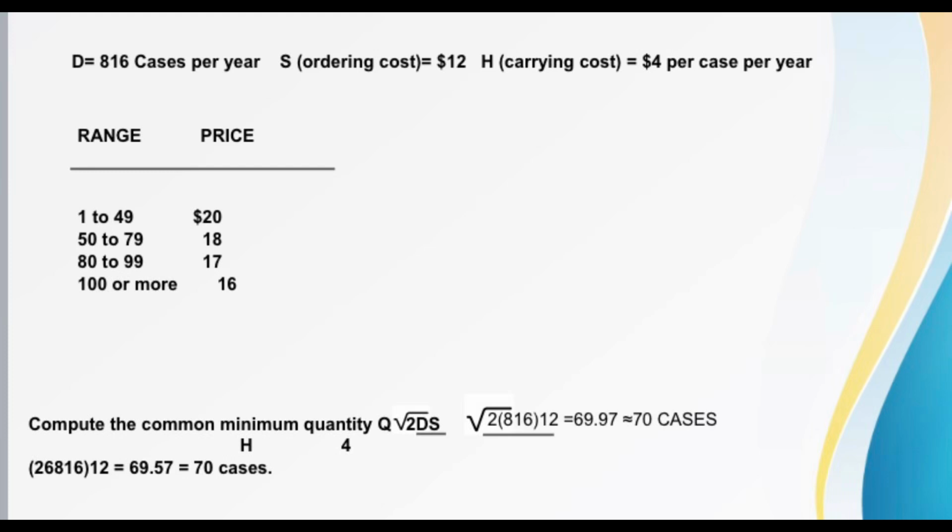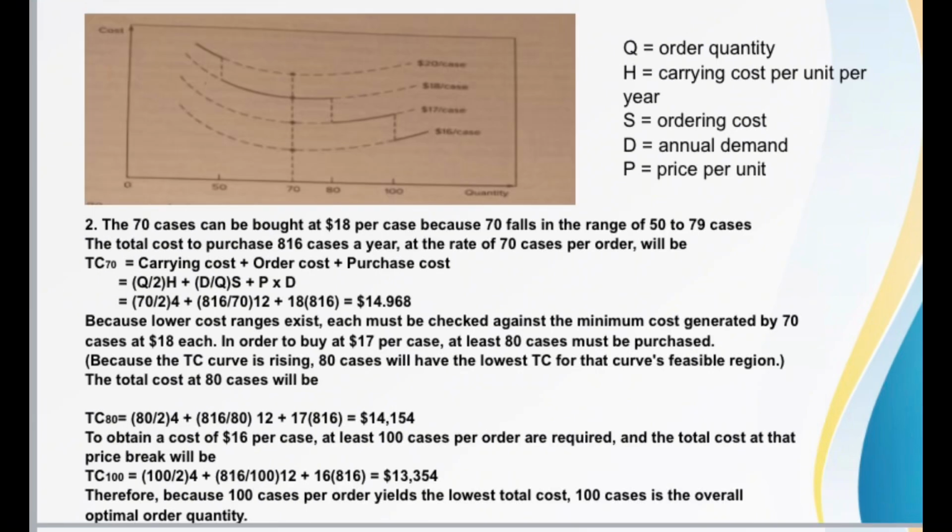As you can see in the picture, this is the formula. When you compute that, 69.97 equals 70 cases. It means the 70 cases fall in the $18 per case range. But let's compute the total cost for the feasible ordering quantity.